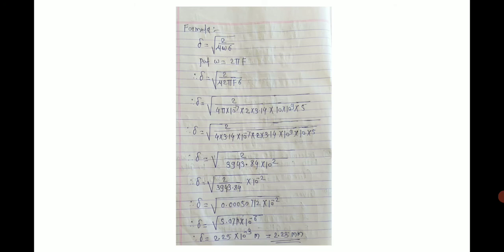The formula is delta equal to square root of 2 divided by mu omega sigma. Put omega equal to 2 pi f. Then we calculate delta: 2 divided by mu, 4 pi into 10 to the power minus 7, multiplied by 2 into pi, multiplied by frequency 10 into 10 to the power 9, multiplied by sigma, the conductivity 5. Then we put the value of pi: 2 divided by 4 into 3.14 multiplied by 10 to the power minus 7, multiplied by 2 into 3.14 multiplied by 10 into 10 to the power 9, multiplied by 5.